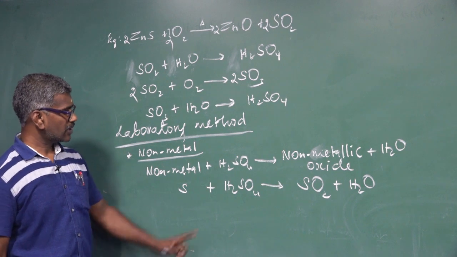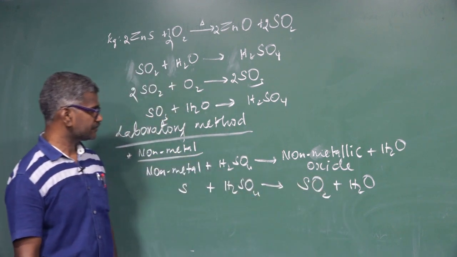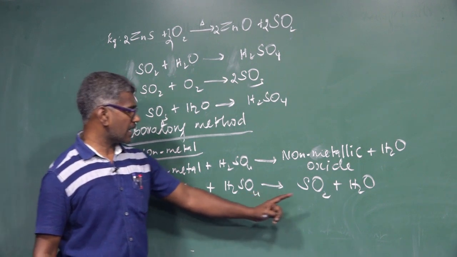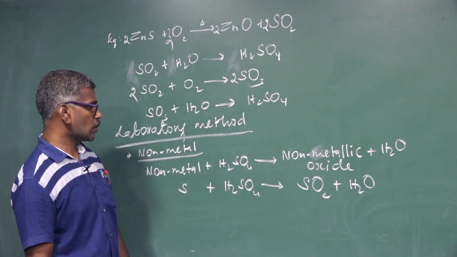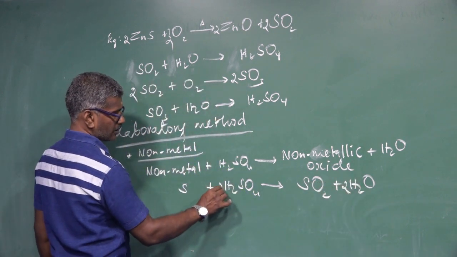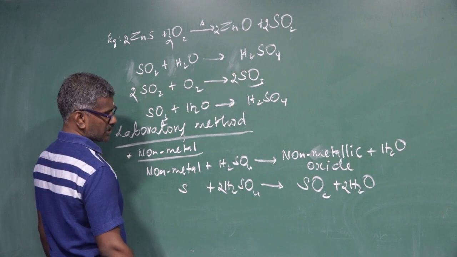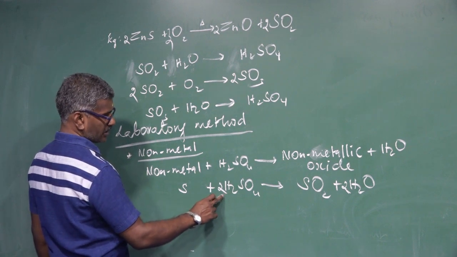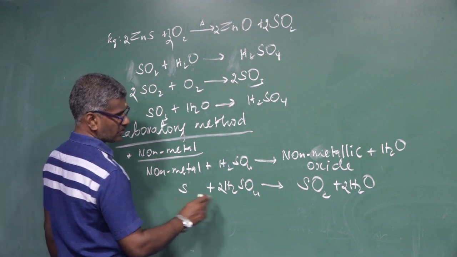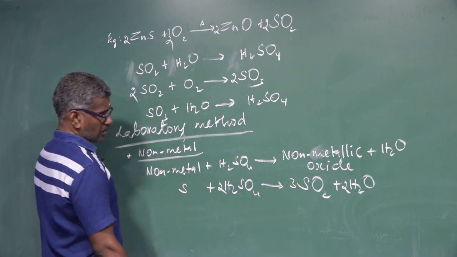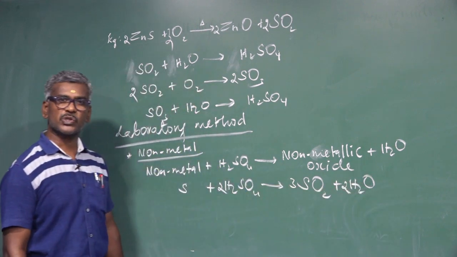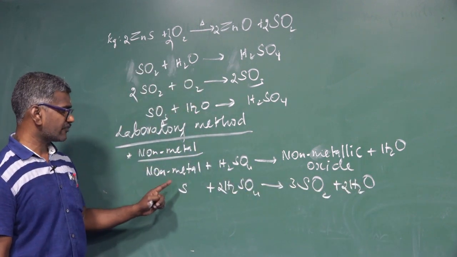Balance the equation. Here 2 hydrogen, here 2 hydrogen. 1 sulfur, 1 sulfur. Here 4 oxygen, here only 2 oxygen. So put here 2, here 2. So 2 hydrogen. Sulfur, how many sulfur? Here 2 sulfur, here 1 sulfur, so totally 3 sulfur. How many oxygen? 8 oxygen, here 6 oxygen, here 2 oxygen. The equation is balanced. This is the first type.